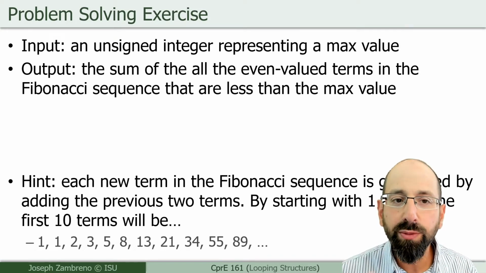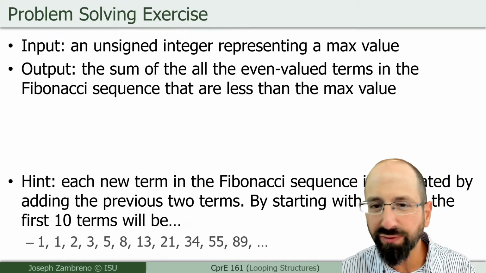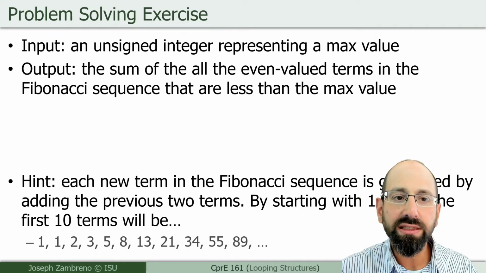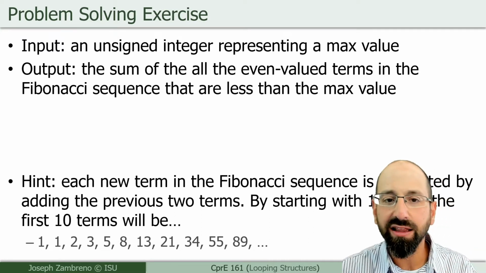The definition of the Fibonacci sequence is we initialize with 1 and 1, or 1 and 2. Either way is fine for our purposes. We initialize and we start with those two terms, and we generate the next value in the sequence by adding the previous two values.